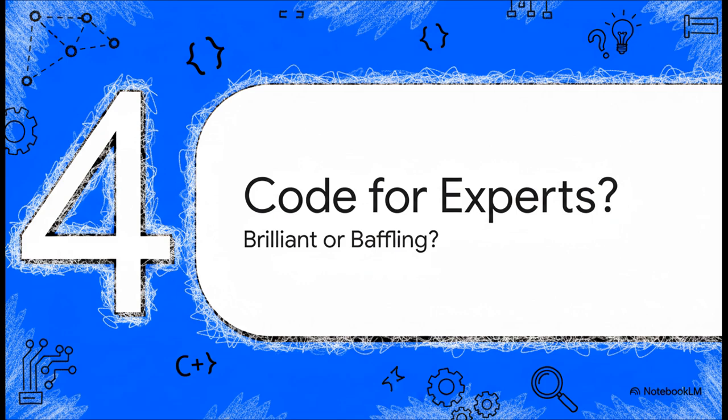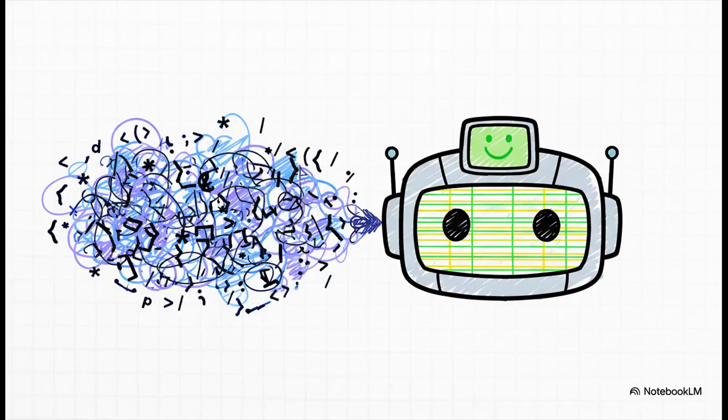All right, section 4, code for experts. This brings us right down to the nitty-gritty, the code itself. Is NS3 just naturally complex because it's so powerful? Or is it maybe a little too complex, creating a wall that keeps people out? So take a look at a typical line of NS3 code.